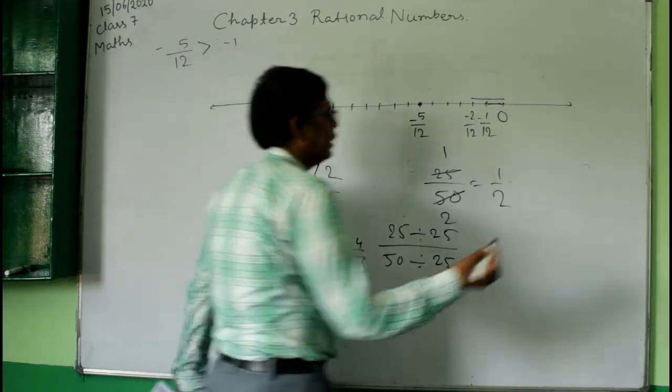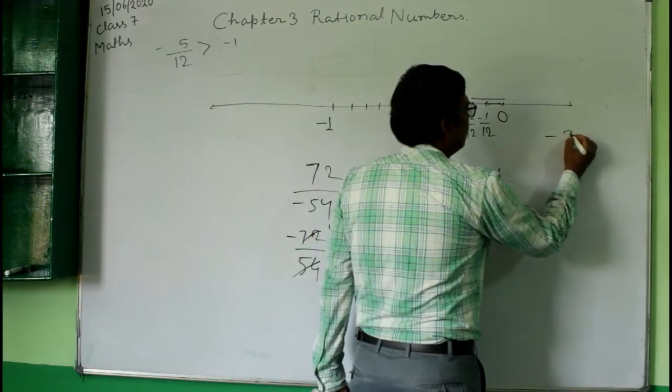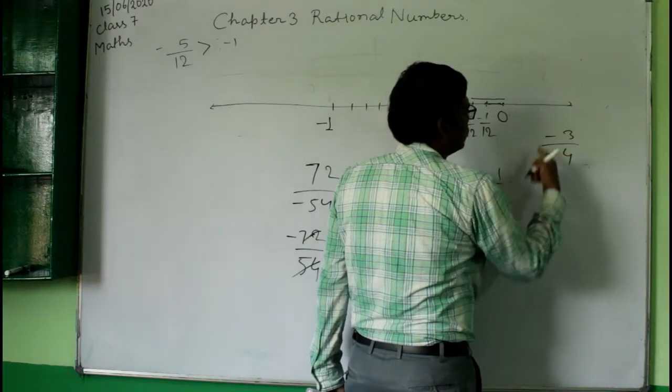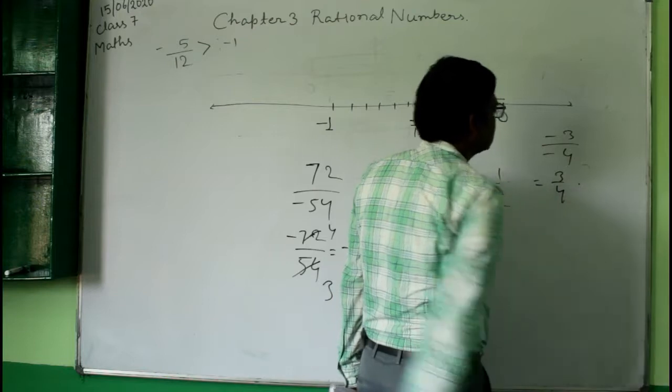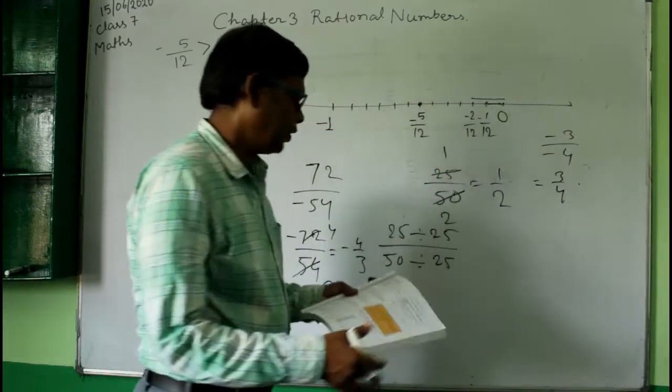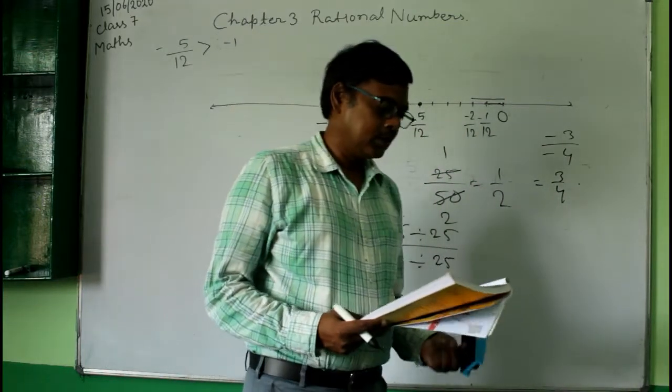Next, suppose you have minus 3 by minus 4. Here you remove both signs and it will be 3 by 4. Now this is the standard form. In this way you can find the standard form of any rational number.